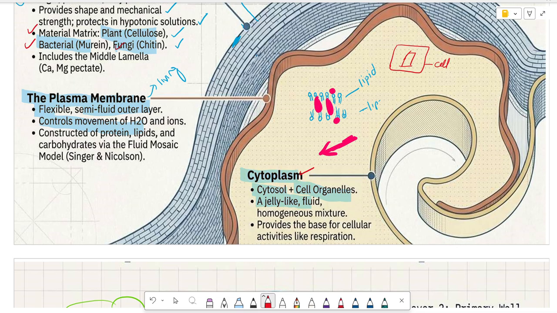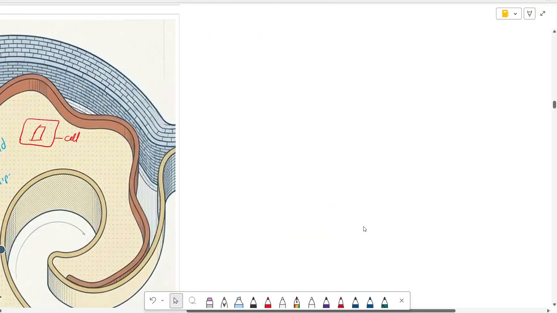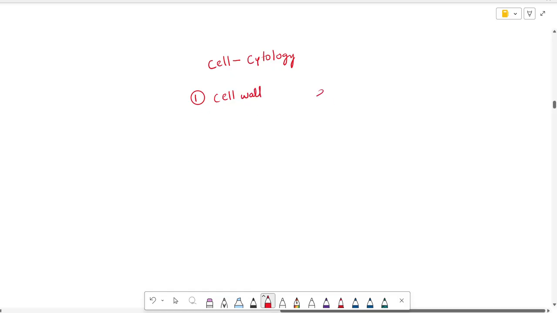Once again, we will revise and close this topic. We started the topic of the cell. The study of the cell is called cytology. Today we learned only three cell organelles. Number one is the cell wall. Next, the second one we learned about is the plasma membrane, or cell membrane. The third one is the cytoplasm.